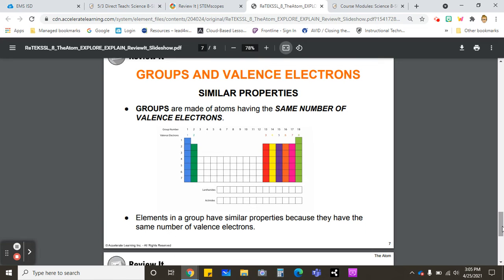If you look at the groups on the periodic table, specifically groups 1, 2, 13, 14, 15, 16, 17, and 18, they are going to all have the same number of valence electrons. So elements in the same group, like this pink one here, are all going to have similar properties because they have the same number of valence electrons.